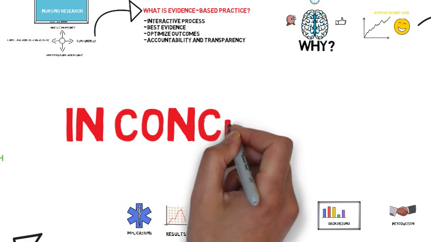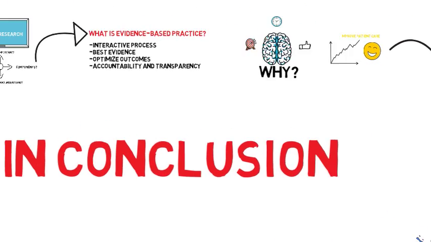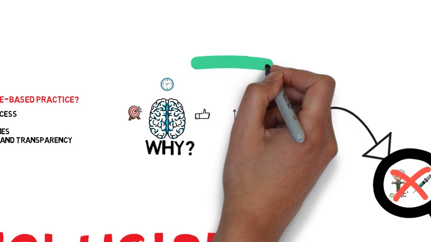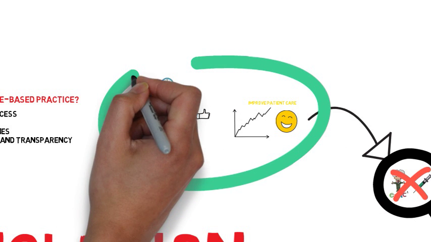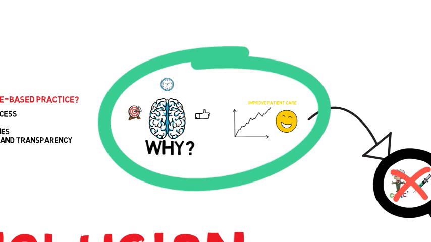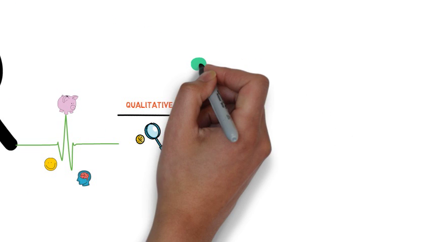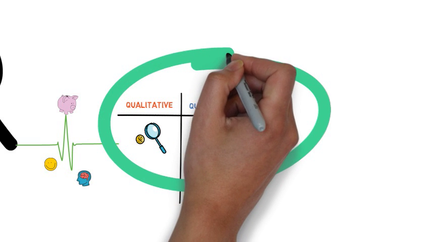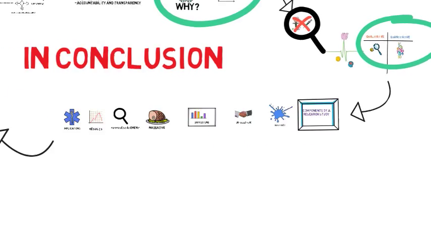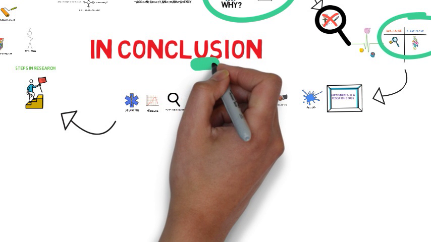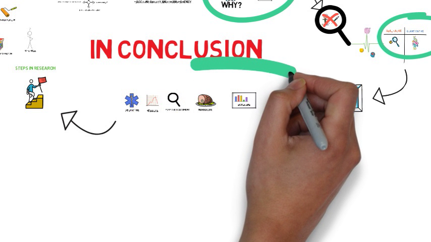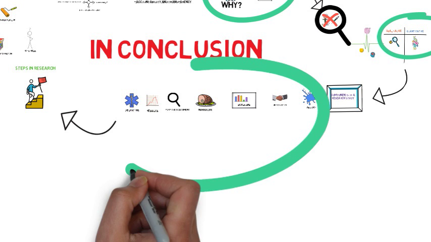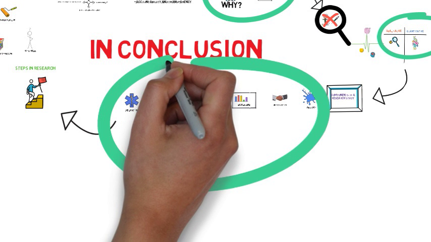In conclusion, evidence-based practice helps nurses make accurate, timely, appropriate decisions to improve patient care. Qualitative research is non-numerical, whereas quantitative research is numerical. The components of a research study are the abstract, intro, review, narrative, purpose statement, results, and clinical implications.